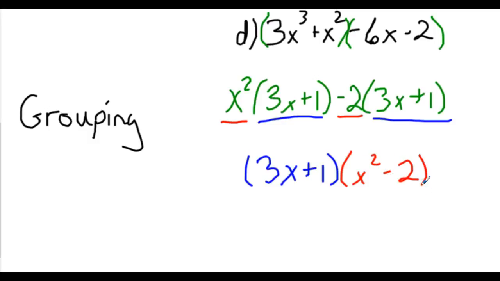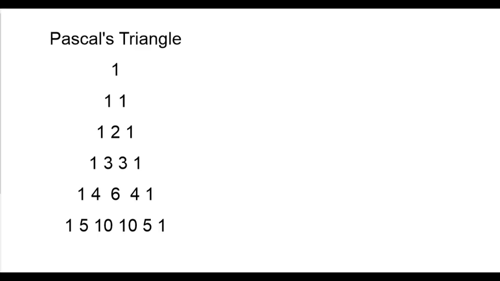So this factors into (3x + 1)(x² − 2). Okay, and now we're done. That is factoring by grouping. That basically concludes A.2. That is all I'm going to require you to remember from this lesson.